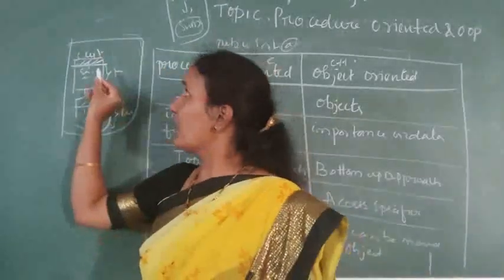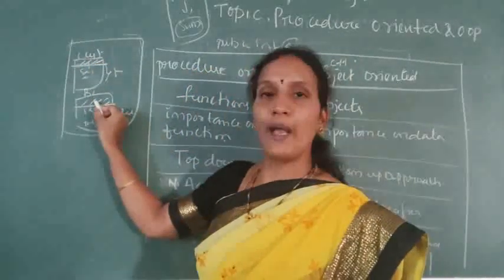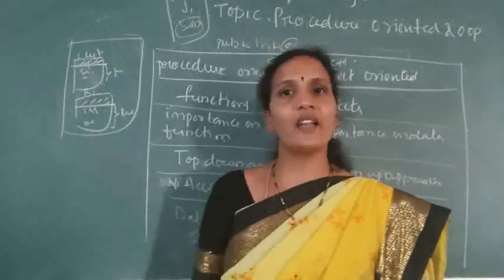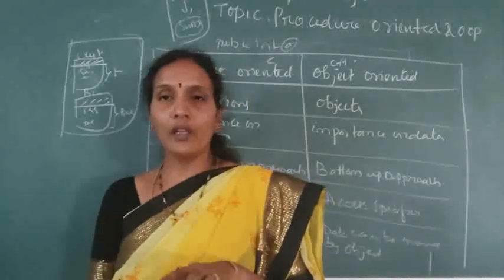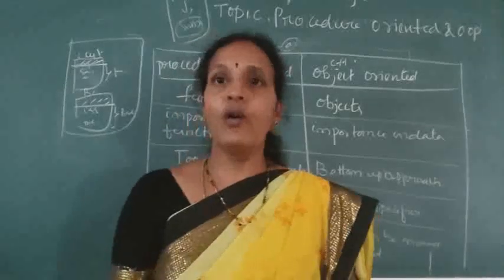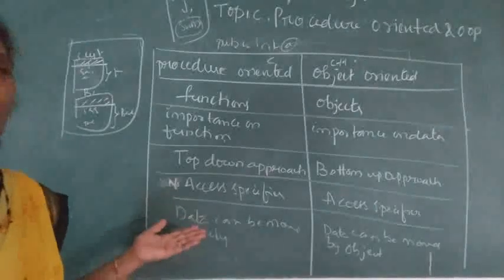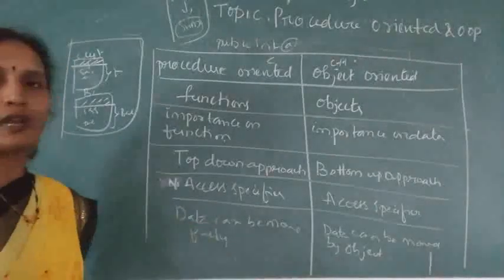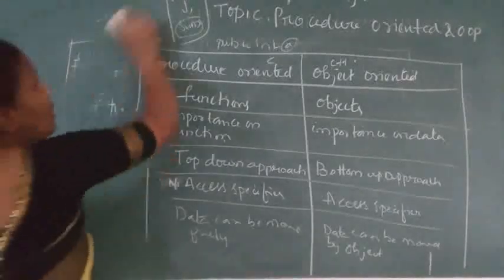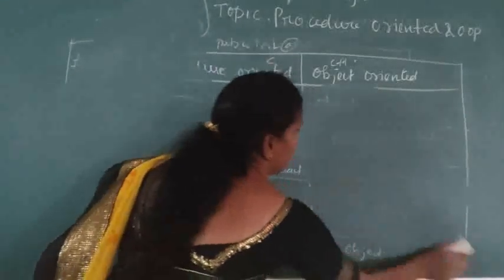See here, customer data is with the customer object, and bank data with the bank object. Customer cannot access the bank data because bank data is private. So in object-oriented programming, data cannot freely move from one object to another object. Whereas in procedural-oriented programming, data can be moved from one function to another function, one place to another place. Here we have more differences that I will explain now.